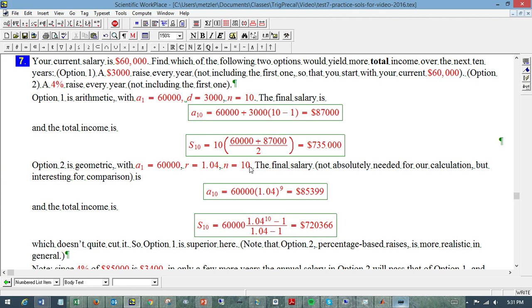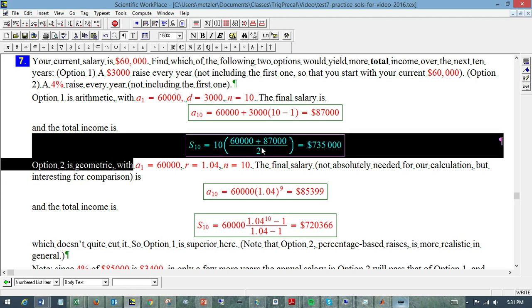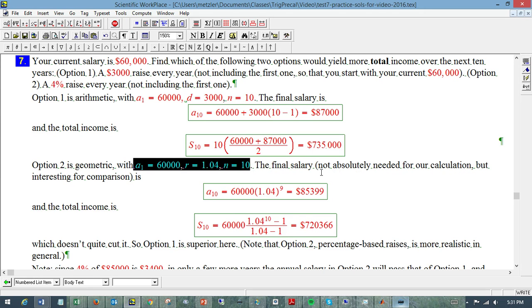Again, n equals 10. This is exactly what we need for our formula. Now the final salary, I kind of want to look at what you're making in that last year. You don't absolutely need it, but let's go ahead. Give yourself 9 raises from year 1 to year 10 of 4%. This is exactly the compound interest formula. This is what you'd get if you put $60,000 in the bank at 4% interest, compounded yearly for 9 years. Here's the final salary, just shy of $85,400. So not as much as the final salary here, strongly suggesting that we're not going to measure up on the total either. But we might as well get that total.